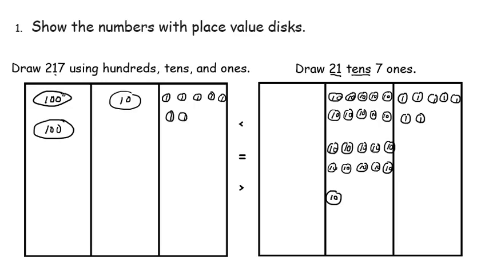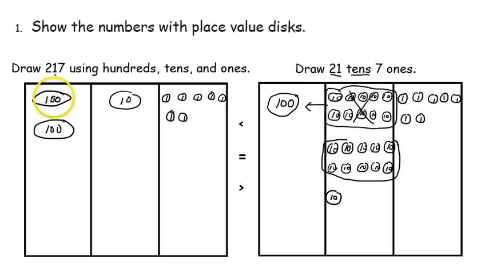Now we need to compare the two sides. Well, my first number has two hundreds. The second number doesn't have anything in the hundreds place, but I know through my place value understanding that I can take 10 groups of 10 and trade them in for a group of 100. I can also do the same thing with this 10 groups of 10, trade it in for 100.